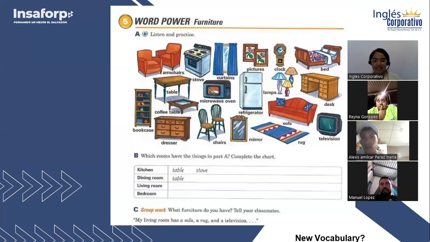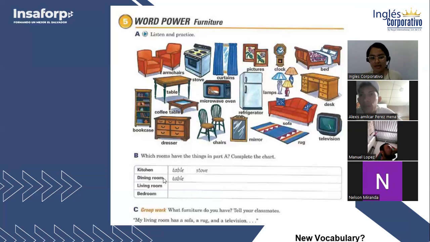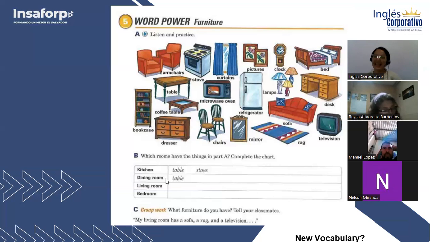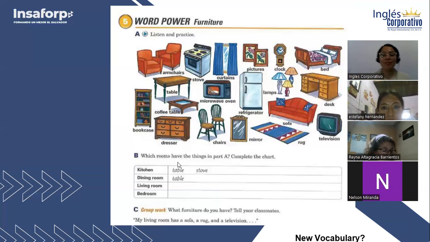Which rooms have these things in part A? Okay, ¿cuál de estas? Digamos que vamos a colocar estos objetos aquí en el dining room. Okay, díganme algo del dining room, algo de aquí que va en el dining room. Chairs. Chairs, perfect, excellent. What else? Sofa. Sofa in the dining room. Microwave oven. El dining room es el living room en la sala. Sí. Y el dining room es el comedor. Okay. A microwave oven, yeah. A stove. No. Table. Yeah, in dining room. Yeah, you're right. Sí, en el comedor solo está, pues, el comedor. Yeah, we can say it like that.